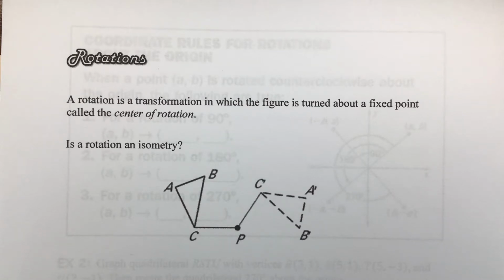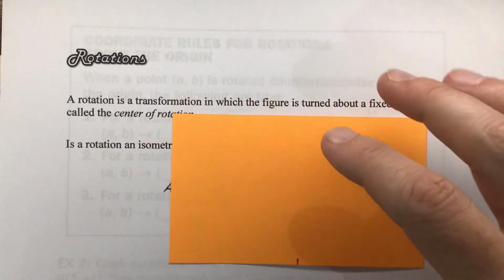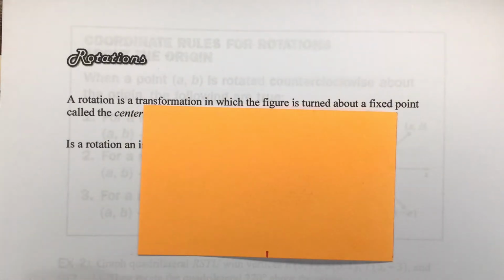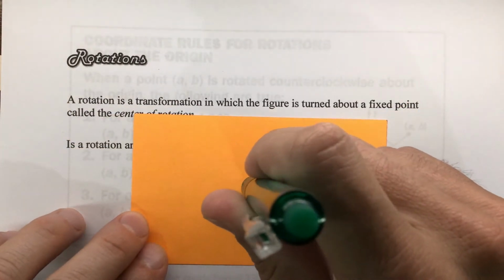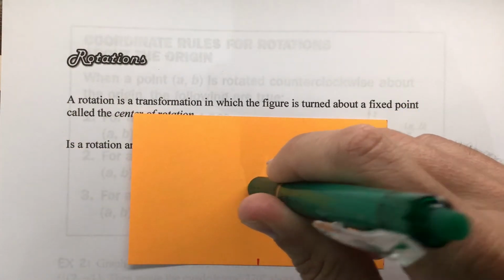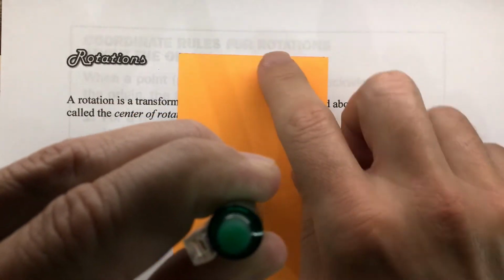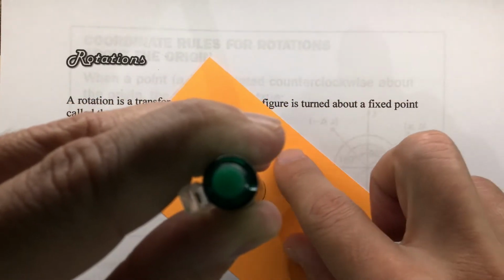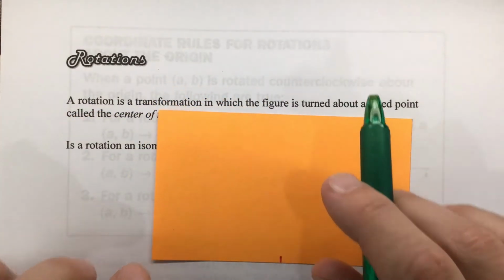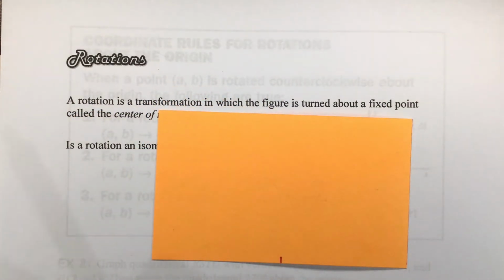So what I'm going to do real quick is a quick demonstration of what I'm talking about. If I had this figure and I want to rotate it, the center of rotation could be located in the middle of it, and then the figure just spins around that point. In other cases, you can have the point on the outside of it and then spin around it.